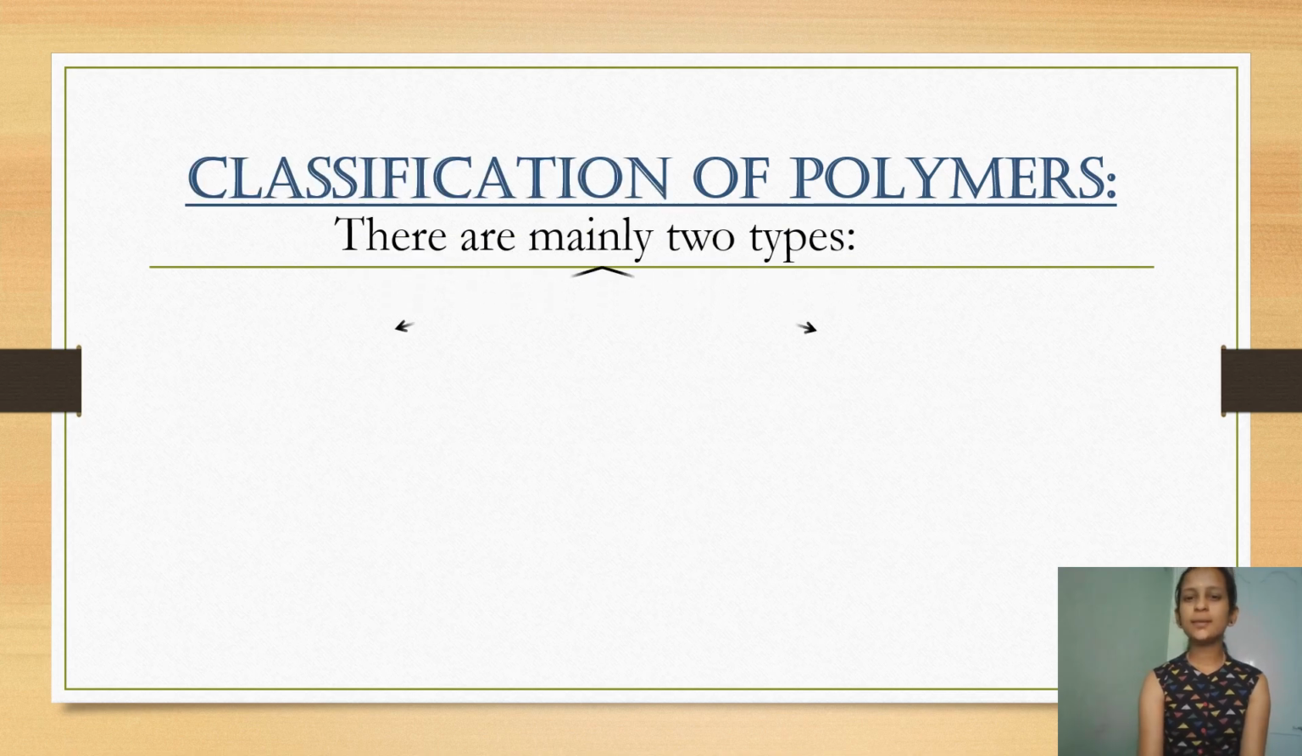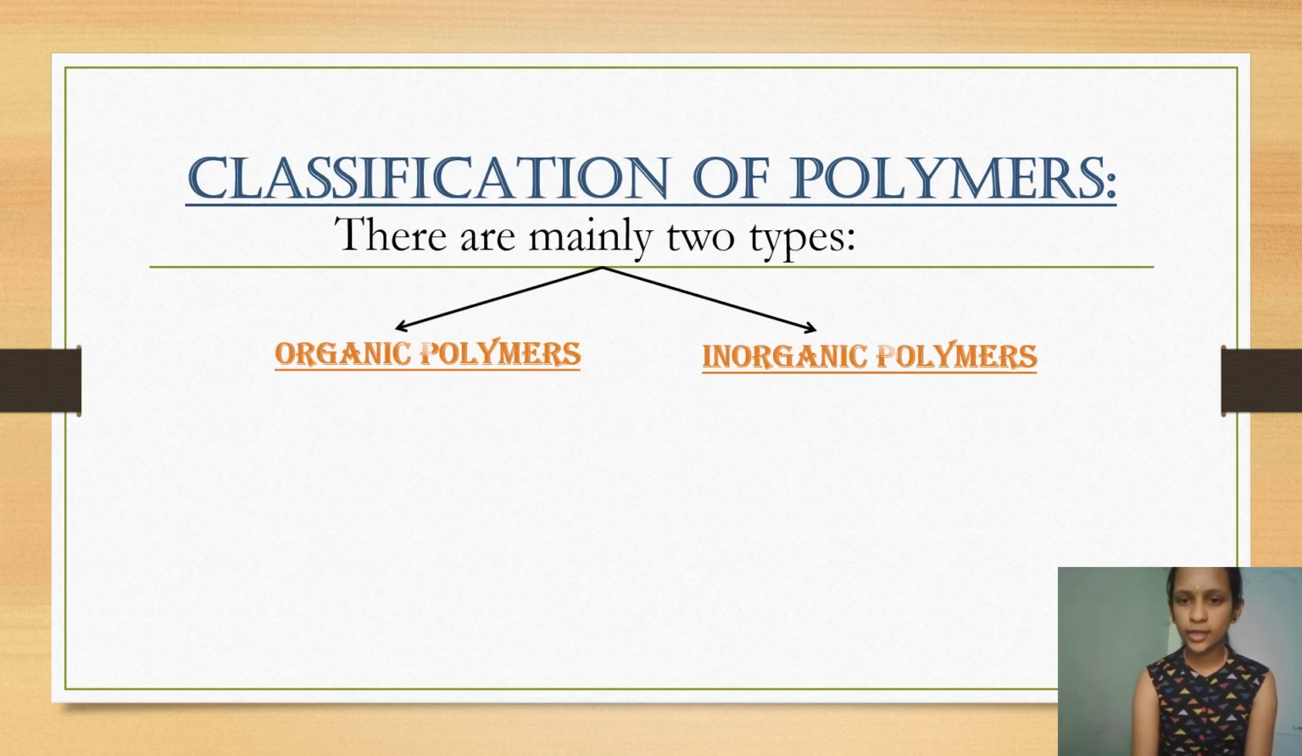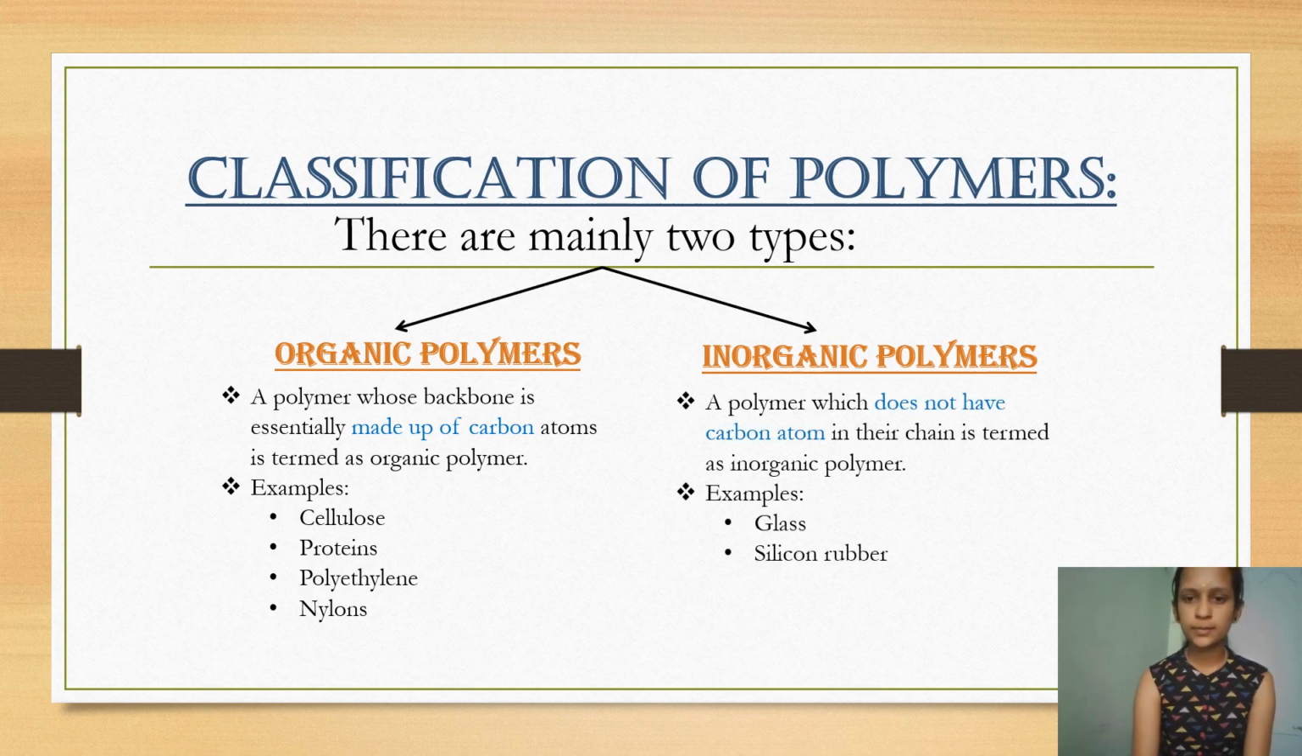Classification of polymers. Generally, polymers are classified into two types. One is organic polymers and the other is inorganic polymers. Simply, it can be said that if the polymeric molecule contains carbon atoms in its structure, it is classified under organic polymers. If the molecule does not contain carbon atoms, then it is grouped under inorganic polymers. Some examples are cellulose, proteins, polyethylene and nylons. These are considered organic polymers, which means these molecules have carbon atoms or a carbon chain in their structure. When it comes to inorganic polymers, the examples are glass and silicon, which means they don't have any carbon atoms.